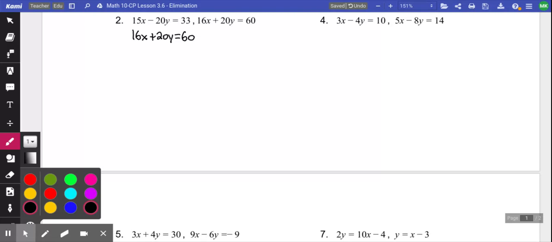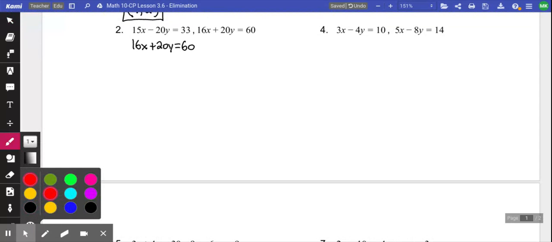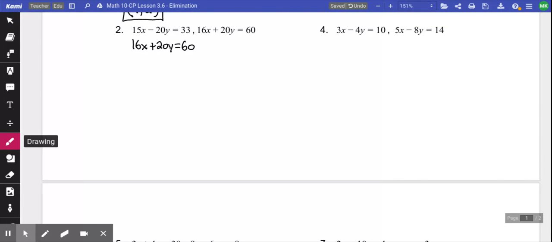Once they're one on top of each other, you need to decide whether you want to add or subtract. Last time we subtracted. This time we're actually going to add. The reason why we're going to add is because this is a negative 20 and this is a positive 20. And if you add negative 20 with positive 20, it will equal 0. If you had subtracted, negative 20 minus 20 would have become negative 40, which would not eliminate. So make sure you're choosing the right operation. This one is an addition question.